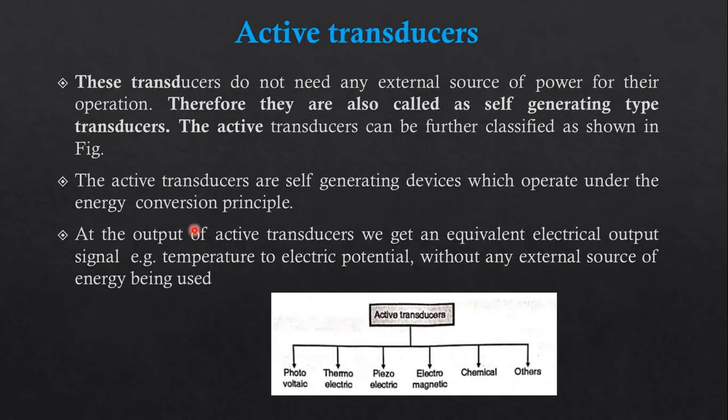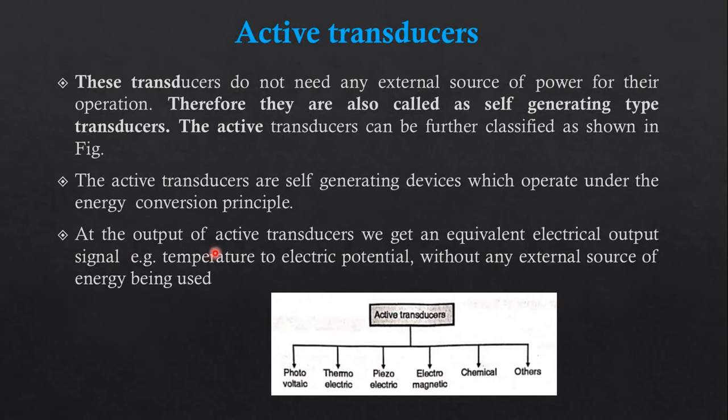Now, the active transducers are self-generating devices which operate under the energy conversion principle. It is simple as that. Energy cannot be created, nor be destroyed. It only converts from one form to another form. So using these kinds of active transducer, we are only converting our energy from one form to another form, right? Or we can say physical form to the electric form.